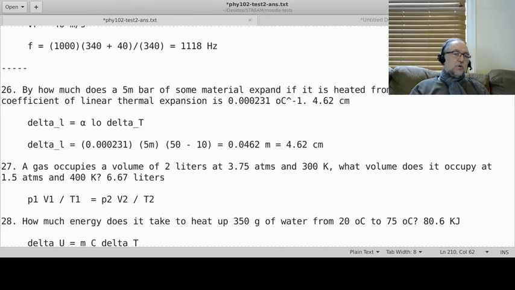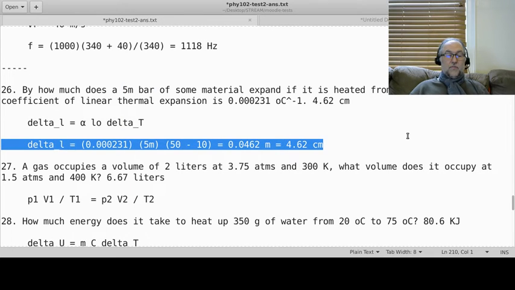Now that's actually a pretty big expansion. Things don't normally expand that much, but it's not atypical for some metal over that temperature range to expand a few millimeters, maybe even half a centimeter. Yeah, it is a noticeable effect. Okay, so there you go.